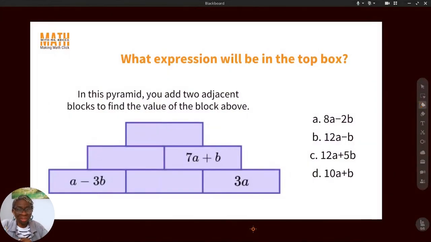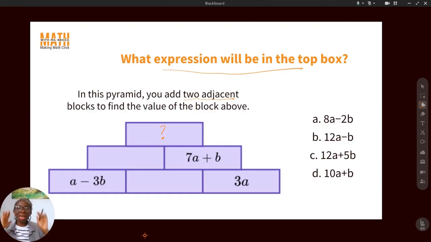Can you solve this? What expression will be in the top box? So the question is asking us what expression will be here since this is the top box. Now it says in this pyramid, you add two adjacent, take note of that. You add two adjacent blocks to find the value of the block above.